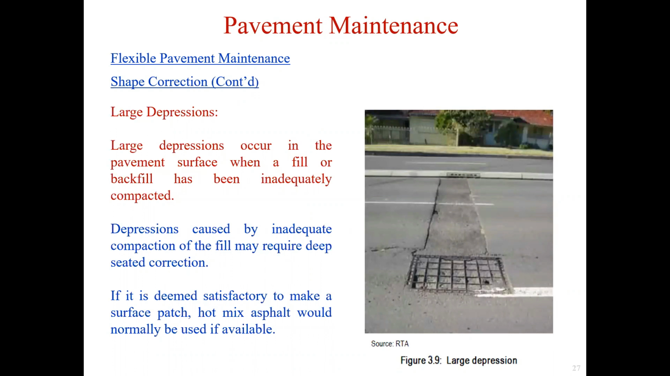When a fill or backfill has been inadequately compacted, such as at bridge abutments or service trenches, large depressions occur in the pavement surface. Depressions may continue to increase in size and depth through consolidation, which may require deep-seated correction. Hot mix asphalt would normally be used to make a surface patch.